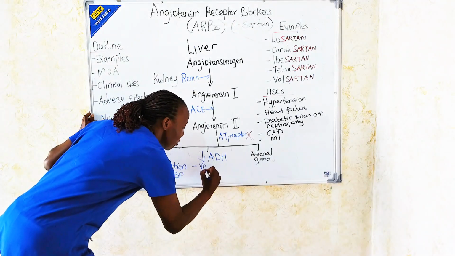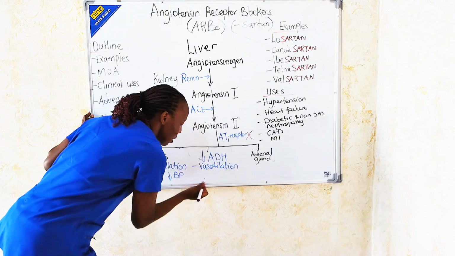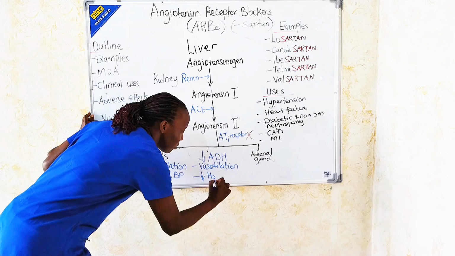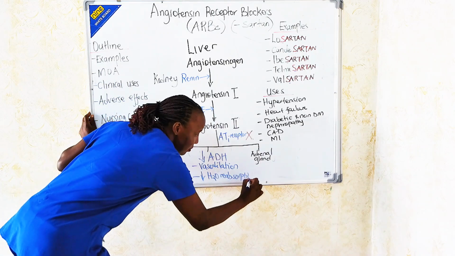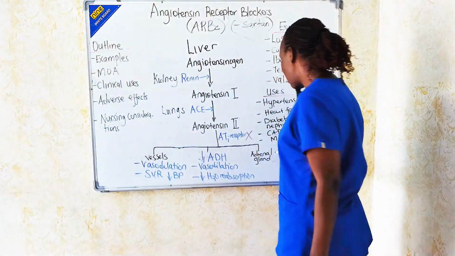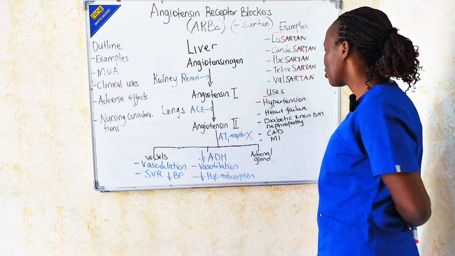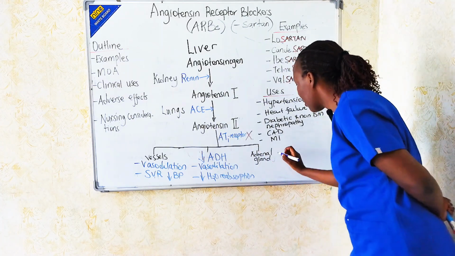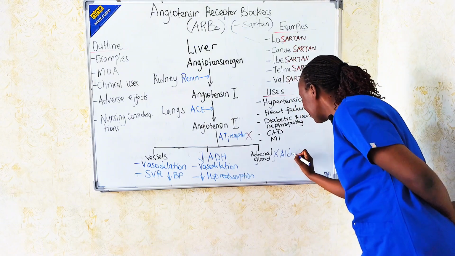So also we are going to have a vasodilation, and then we are also going to end up with a reduced water reabsorption, which is going to reduce the fluid volume. Then coming to the adrenal gland, the effect of angiotensin 2 is to release aldosterone. But in this case, again, it is going to inhibit the release of aldosterone.